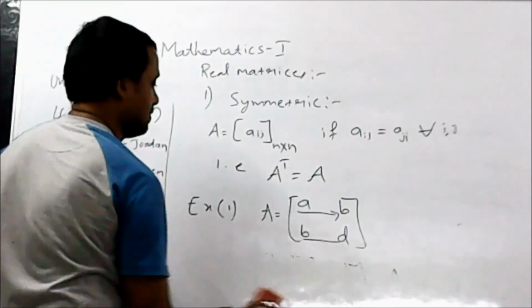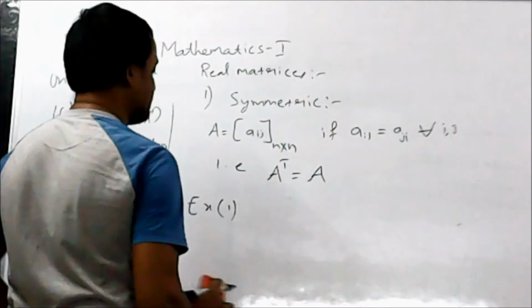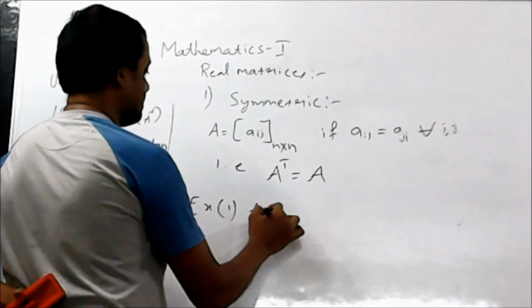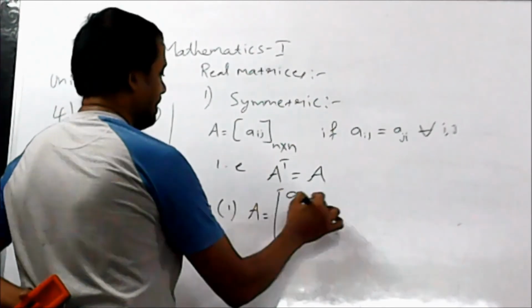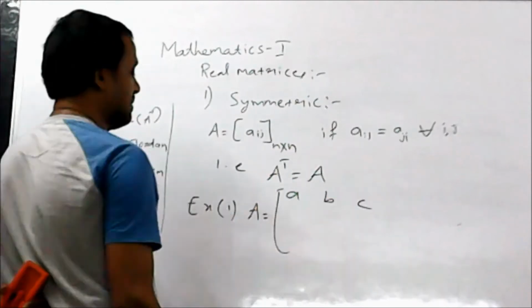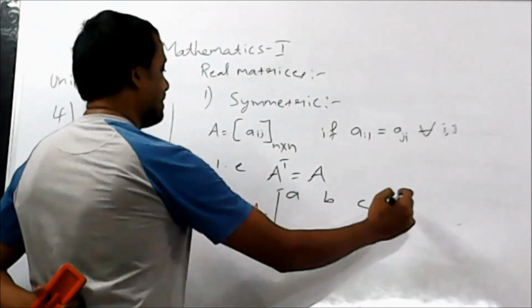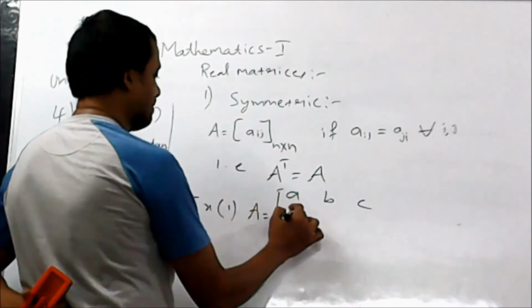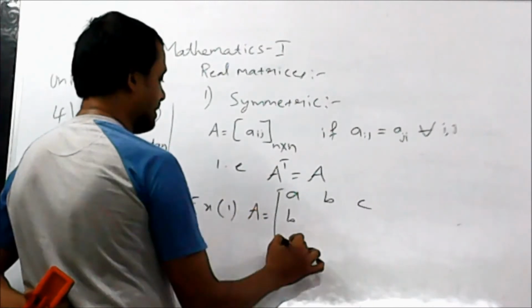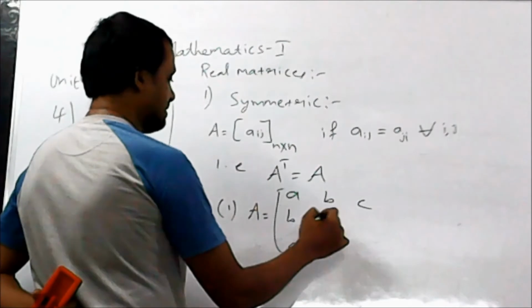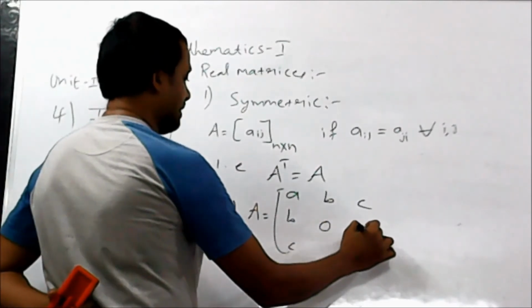Suppose you want to write an example of a symmetric matrix of 3 by 3. So you can write A, B, C. Suppose you are writing A, B, C, the same B and C. This is the diagonal. Beside the diagonal and below the diagonal must be equal. So you need to write B and C here. Whatever it may be, if it is 0 also, no problem. Suppose here we are writing D.